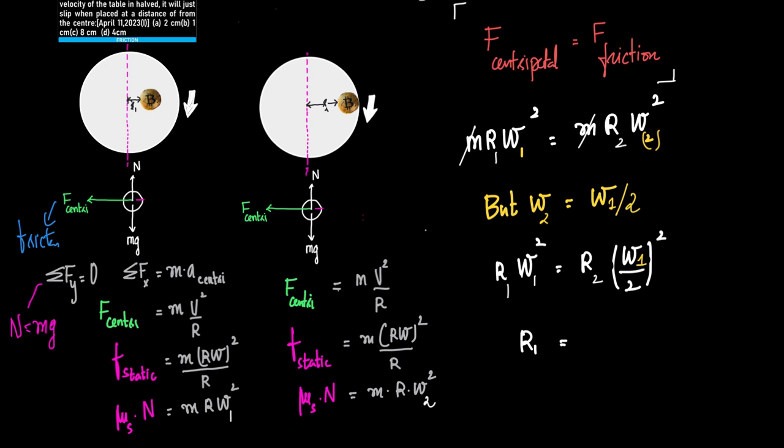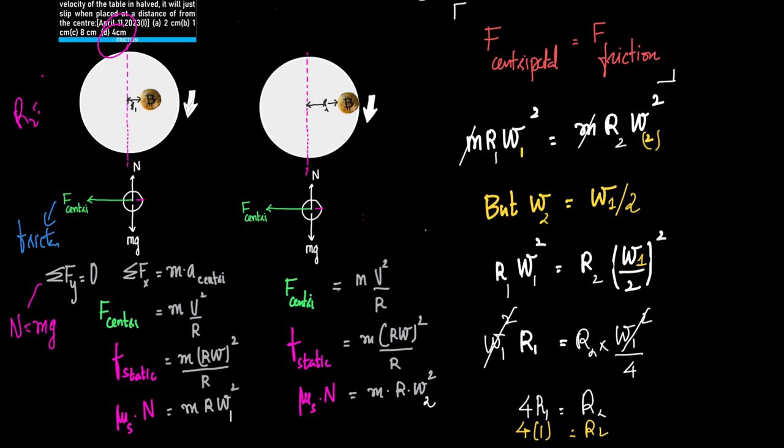And therefore this becomes r1 is equal to r2 into omega 1 square by 4 divided by omega 1 square. Omega 1 square by omega 1 square is 1. And therefore what we get is r2 is equal to 4 times r1. And what's the value of r1? It is 1 centimeter. So this becomes 4 into 1, and therefore the value of r2 is 4 centimeters.